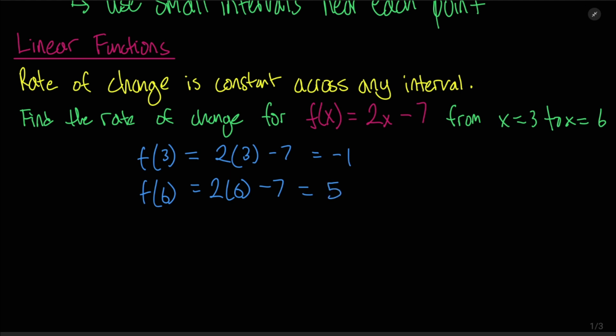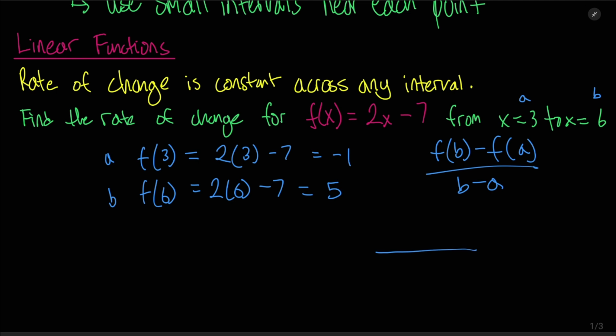Okay. So now, let's say that this is A and this is B. And our formula from earlier was f of B minus f of A, divided by B minus A. So if this is our B value and this is our A value, let's plug that in. So we have f of B, which we got was 5, minus -1, which is f of A, and that's going to be divided by B minus A, so 6 minus 3.